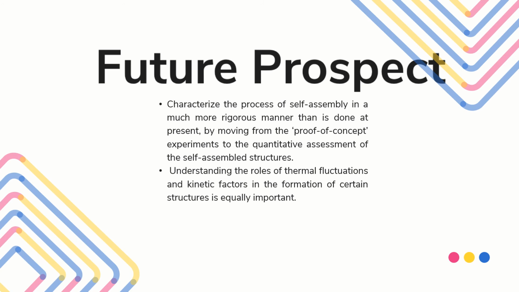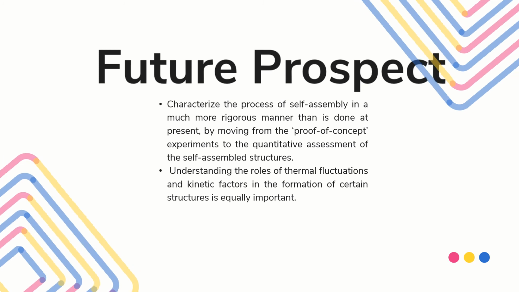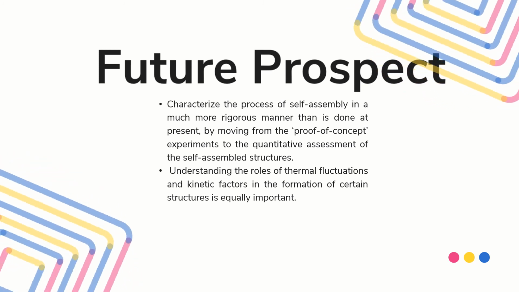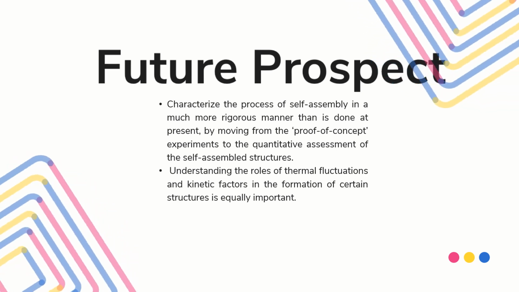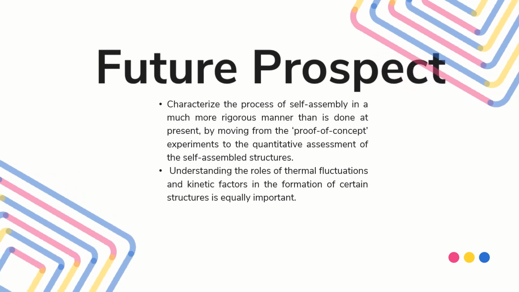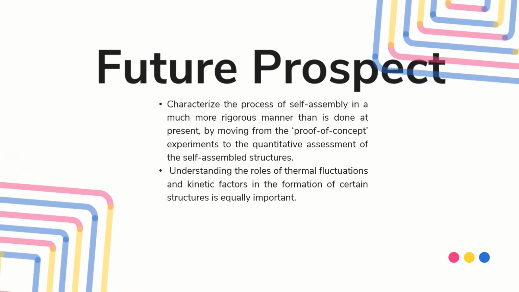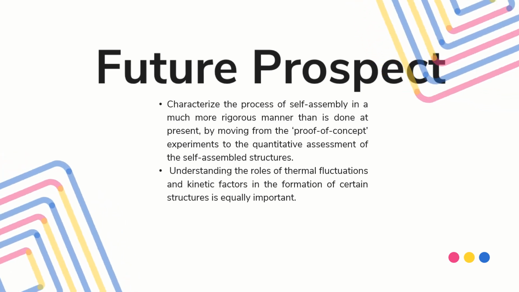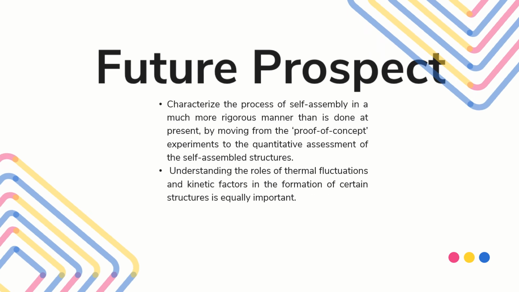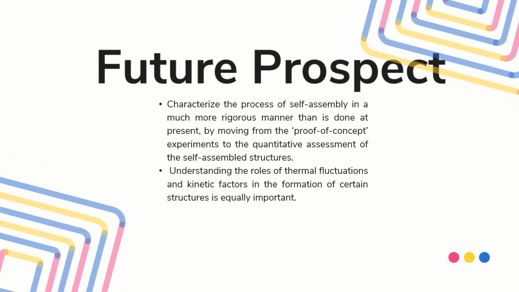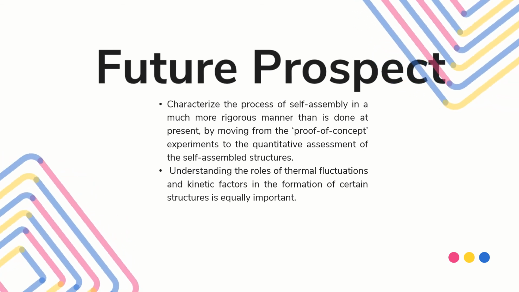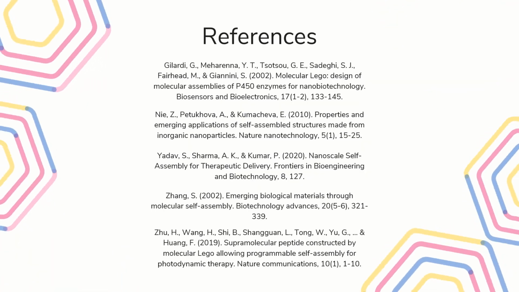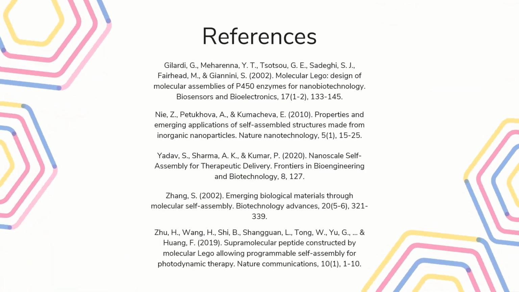To improve the photosensitizer, we can use the conjugation of moieties such as antibodies, polymers, or peptide scaffolds. Other than that, we can go for characterization of the self-assembly process in a much more rigorous manner. Rather than using proof of concept experiments, we can go for quantitative assessment, as well as understanding the roles of thermal fluctuations and kinetic factors, which are important in the formation of the structures.